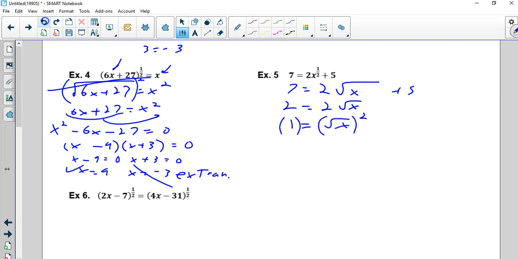Square both sides, we end up with x equals 1, because 1 times 1 is 1. Plug it back in. Square root of 1 is 1, times 2 is 2, plus 5 is 7. Check.